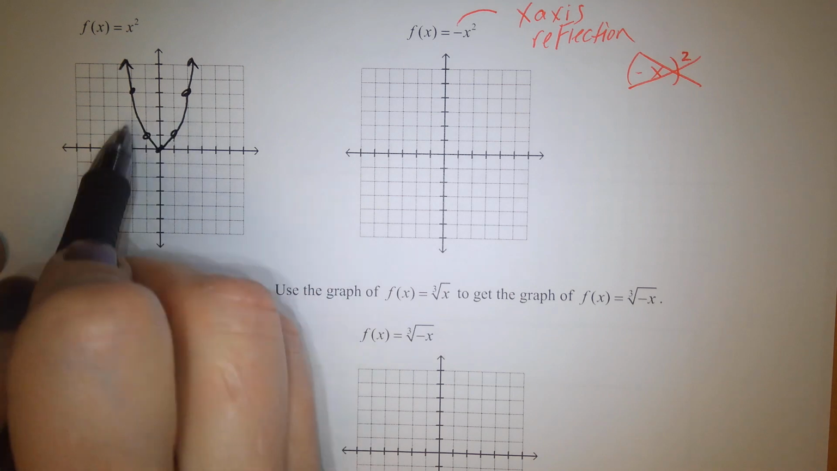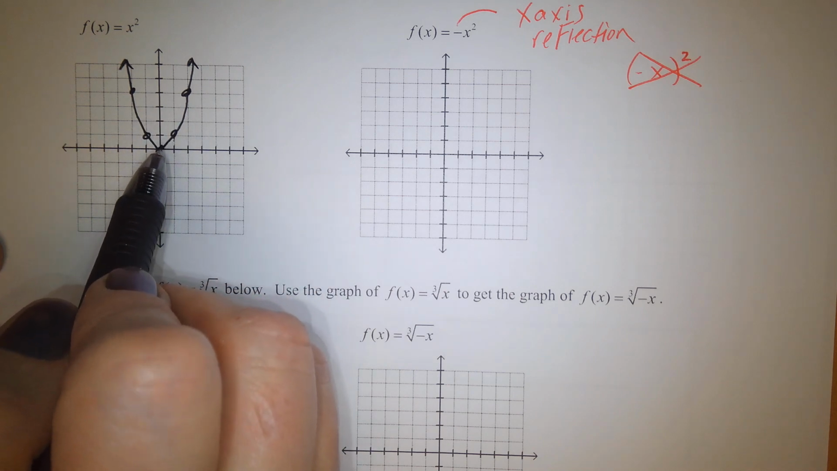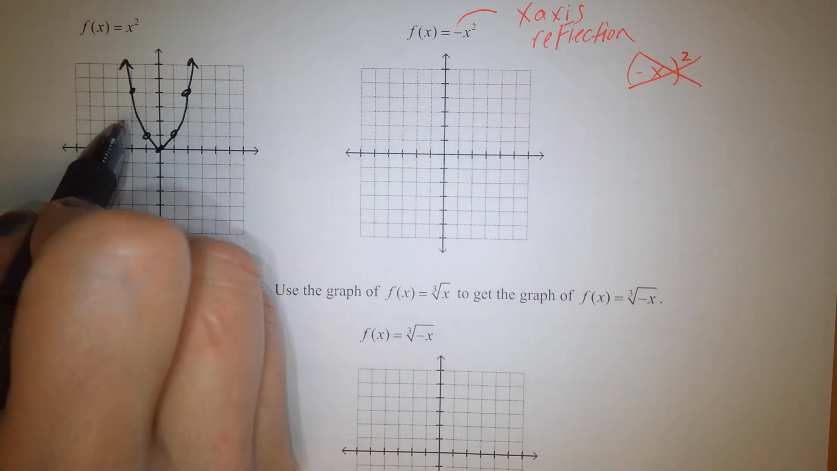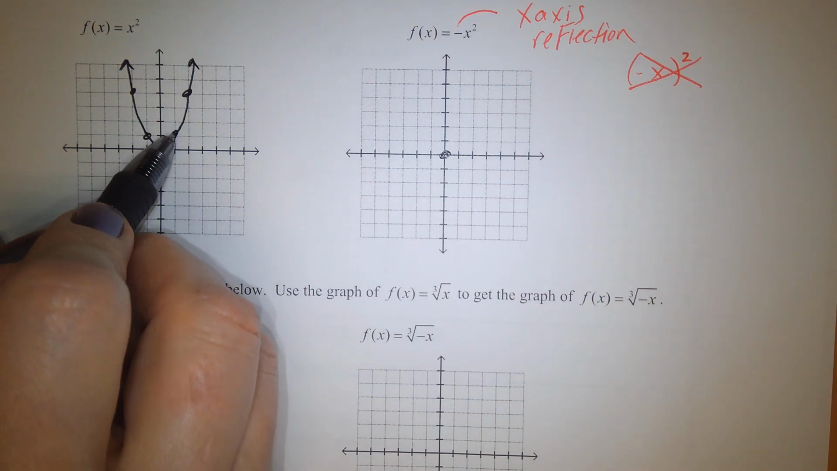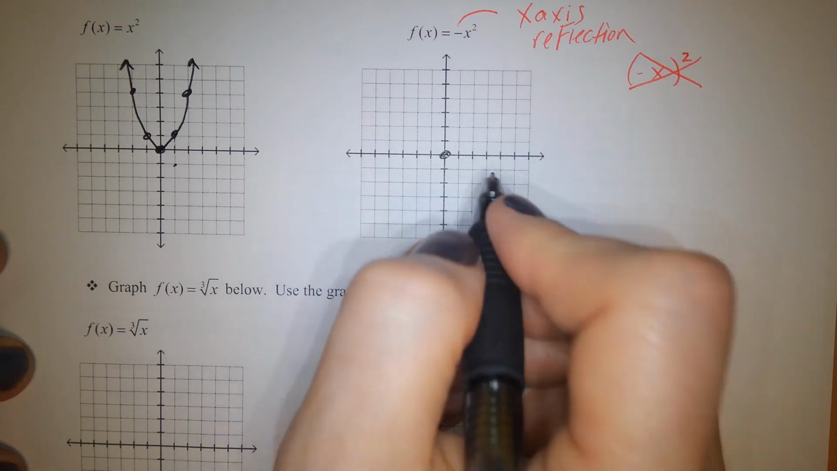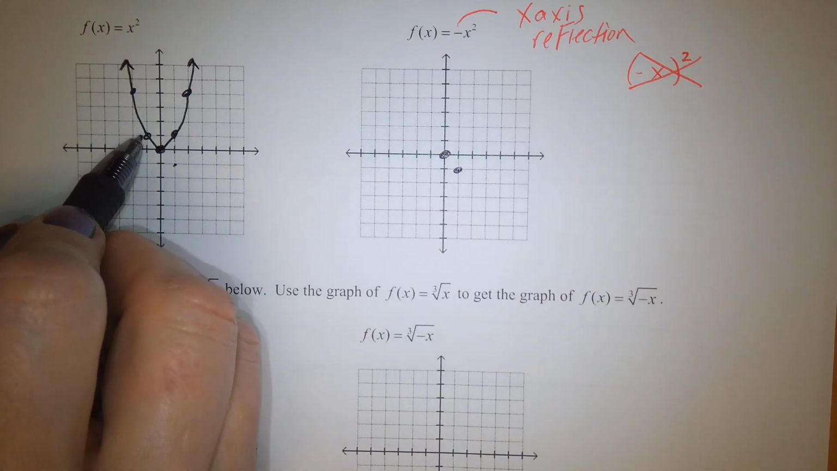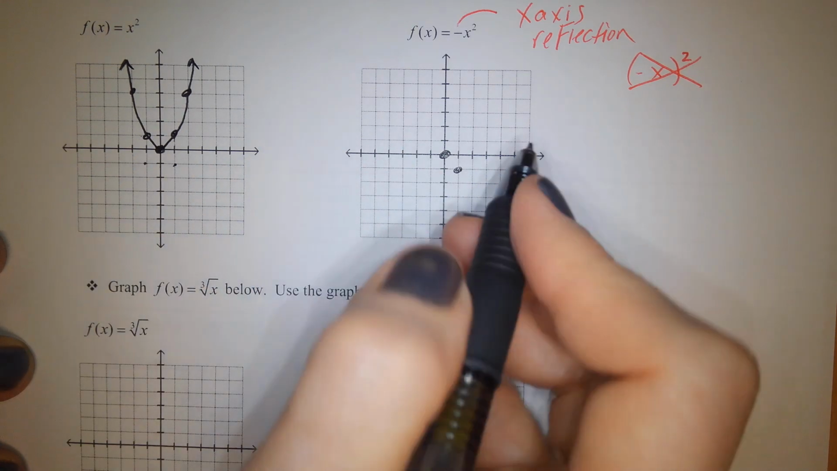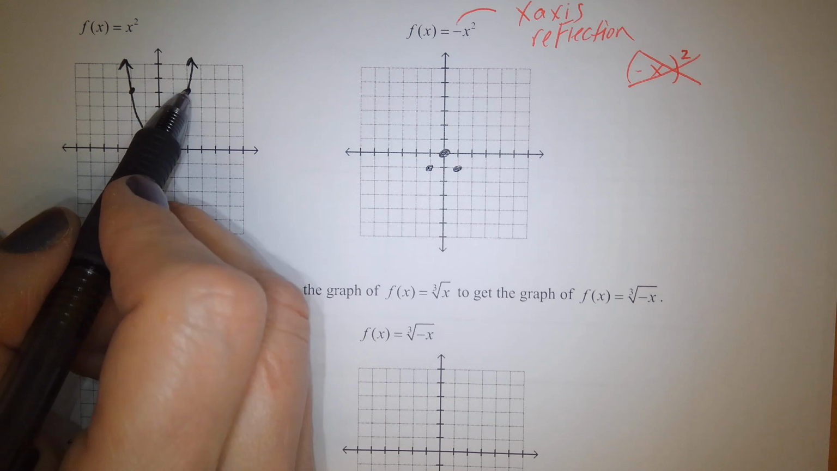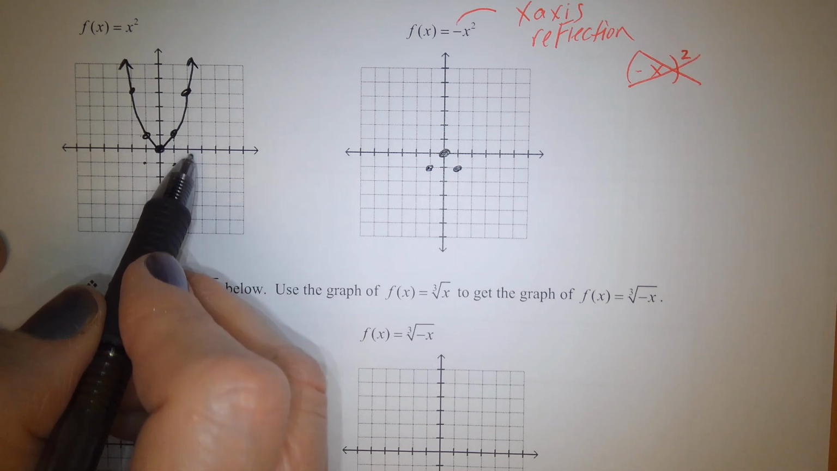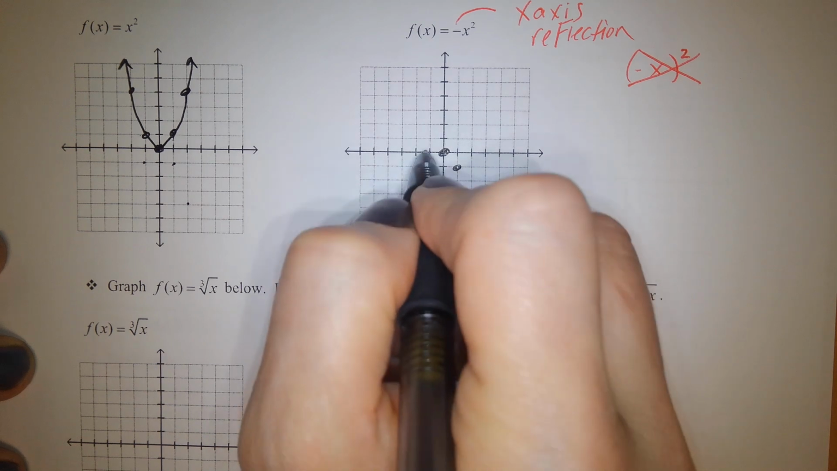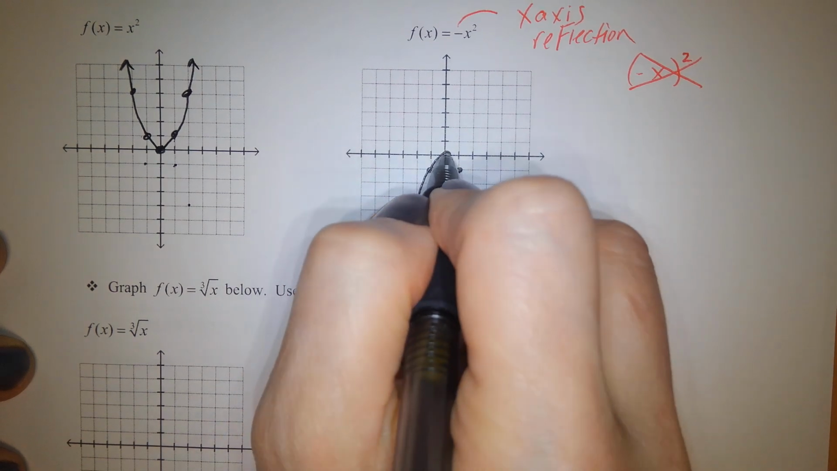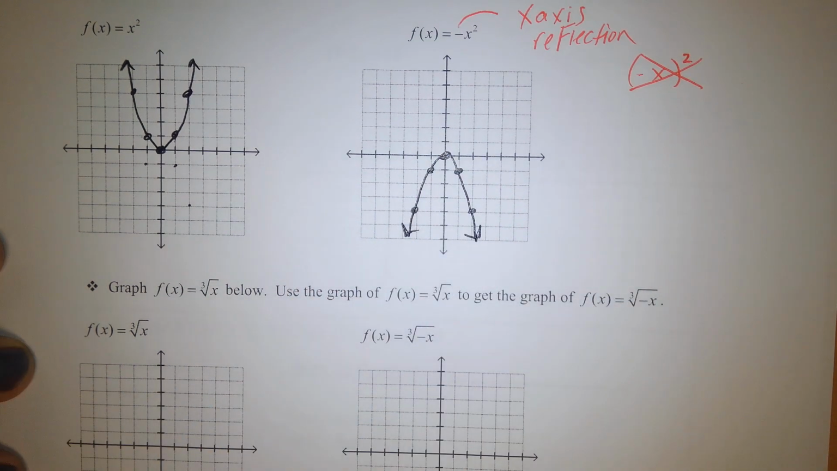So we're going to take all of these points and we're going to reflect them over the x-axis. So origin's not going to move. This point's going to get reflected over the x-axis. This point will get reflected over the x-axis. This point, which is 4 high, will be reflected over the x-axis, and so on. So now it becomes an upside down parabola.